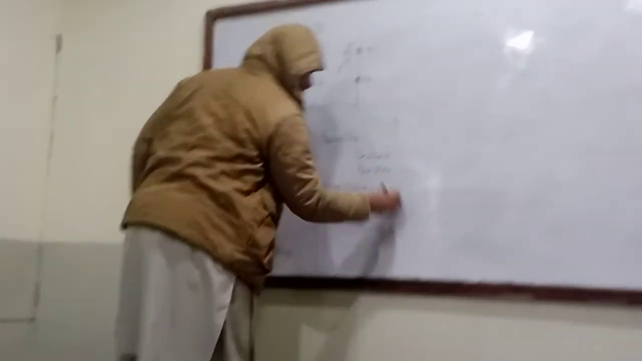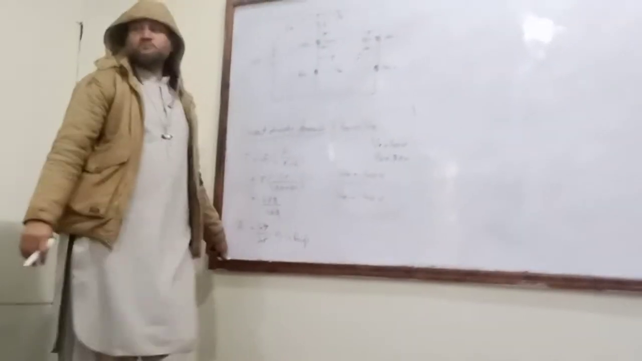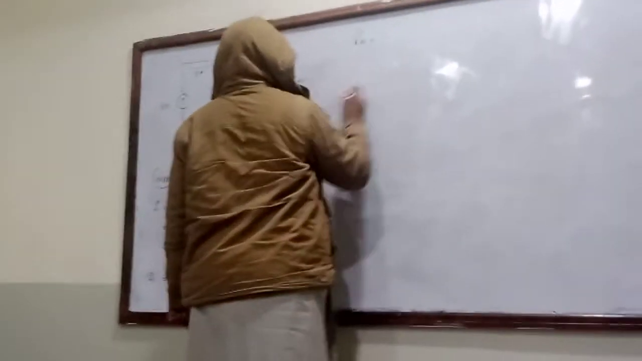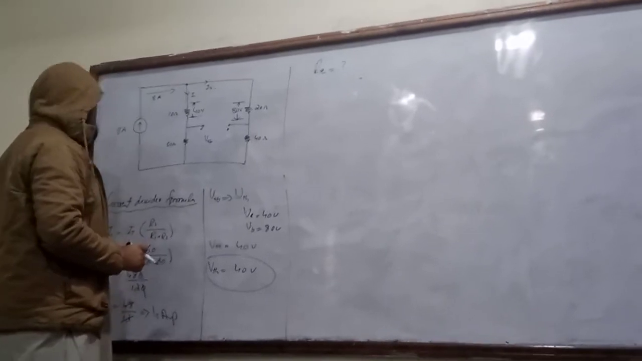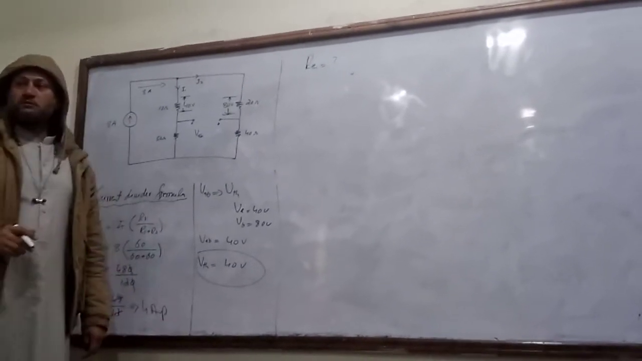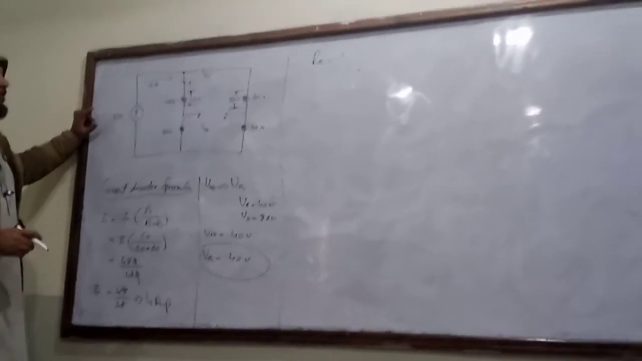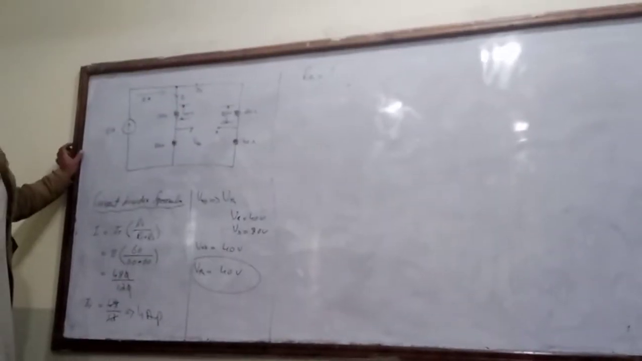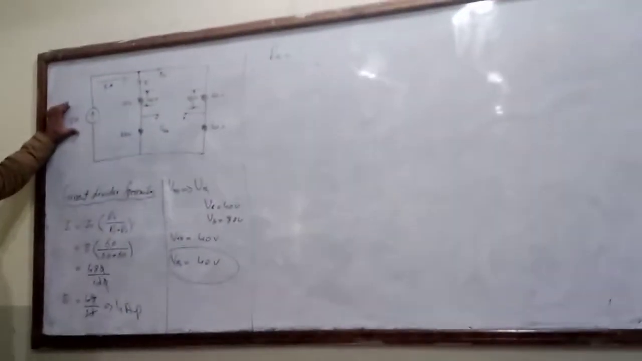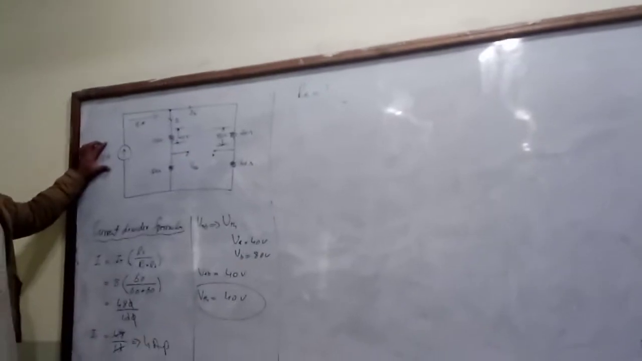So now, the second step. Find, or calculate, the R Thevenin. So, for R Thevenin, what should we do? We will turn off all the voltage and current sources. So, here we have only one current source. What will we do?